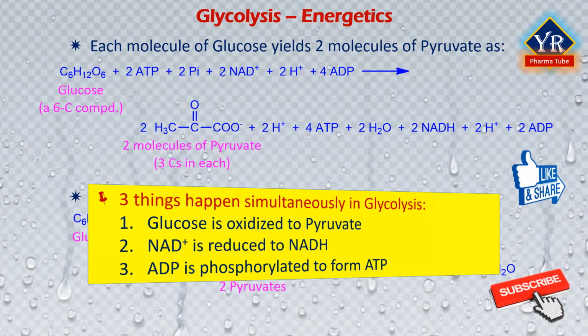Number 1, glucose is oxidized to pyruvate. Number 2, NAD+ is reduced to NADH. And number 3, adenosine diphosphate is phosphorylated to form adenosine triphosphate. It is to note that there can be no glycolytic pathway without these 3 events, which means that NAD+, ADP and monophosphate as well as glucose must be present.